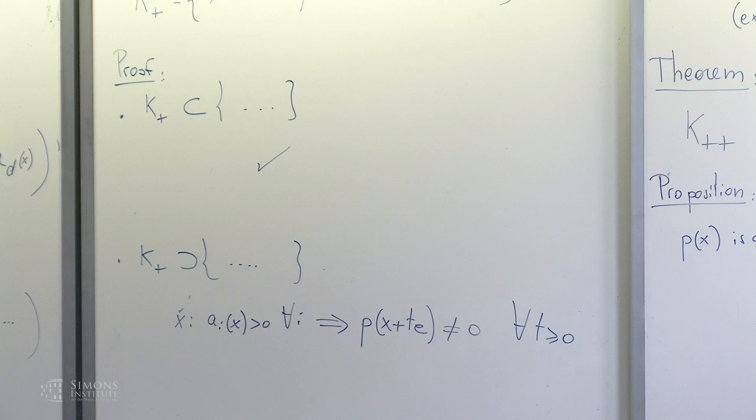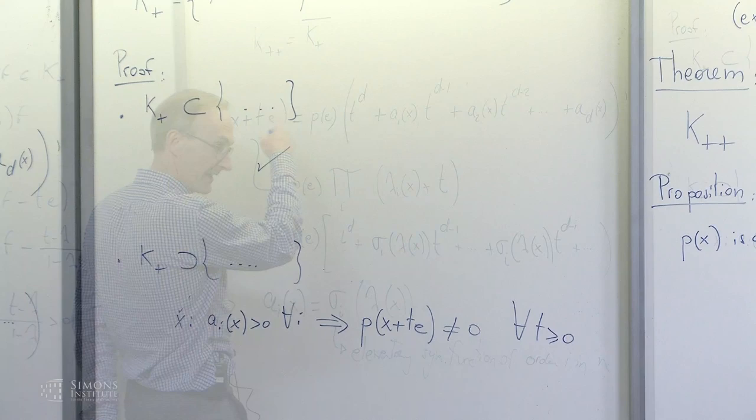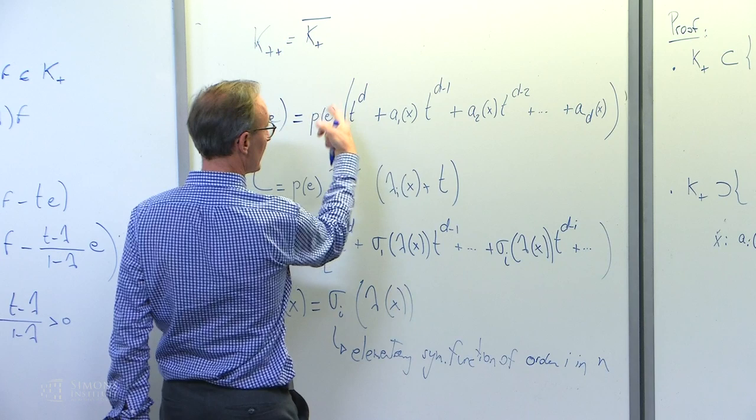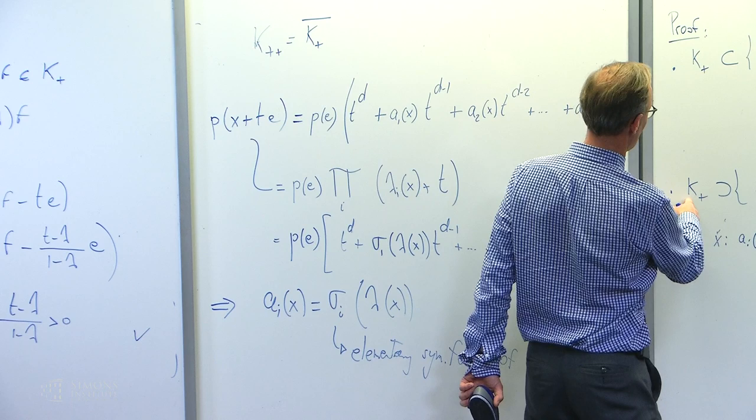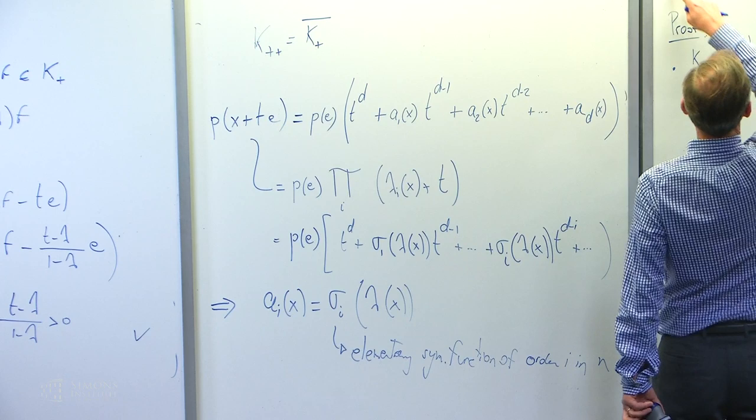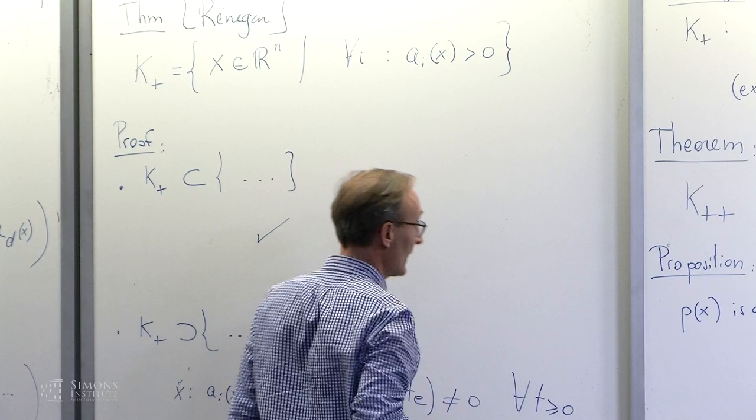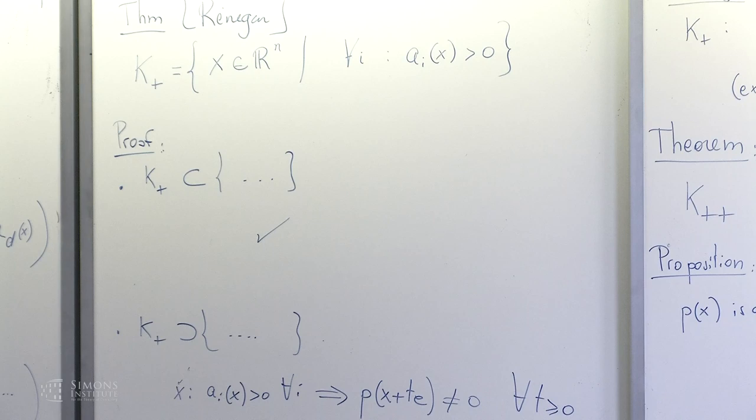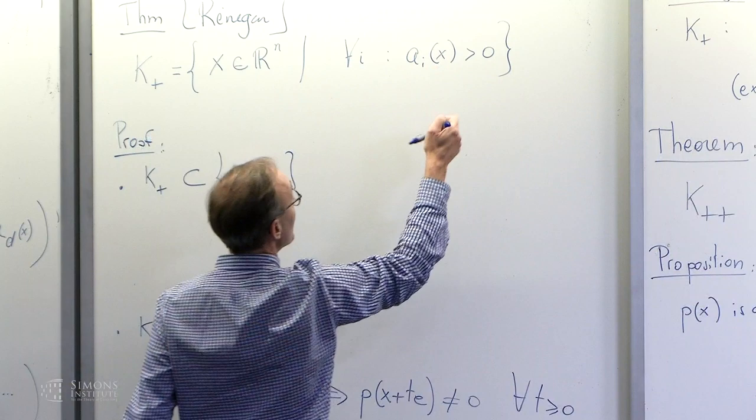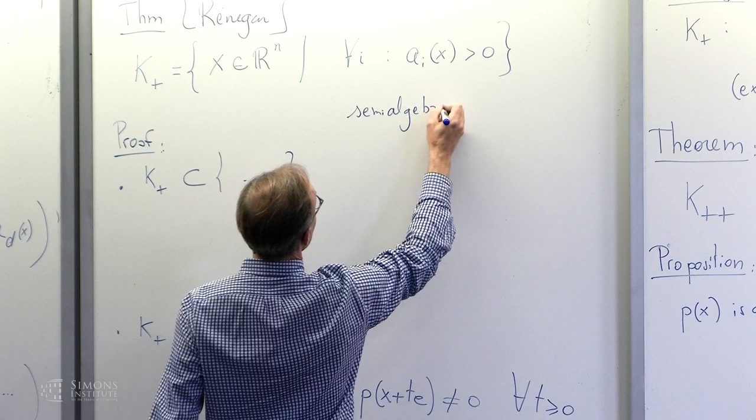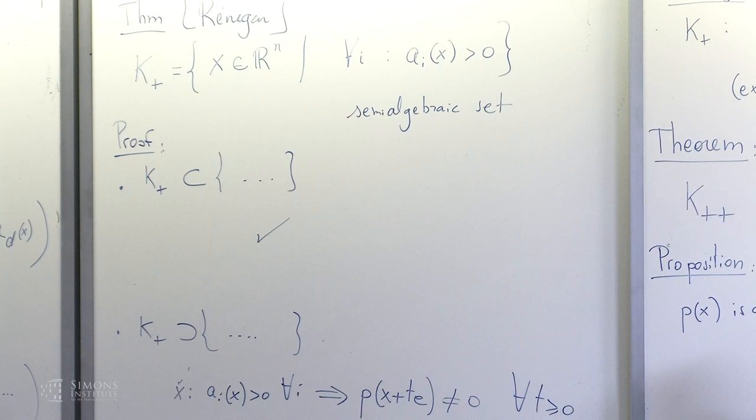so then you have to change the sign again. So when I do that, it shows that x is indeed in the K plus. So that shows that in fact K plus can be viewed as the finite intersection of polynomial inequalities. So it's semi-algebraic. So K plus is open and K plus plus is closed.